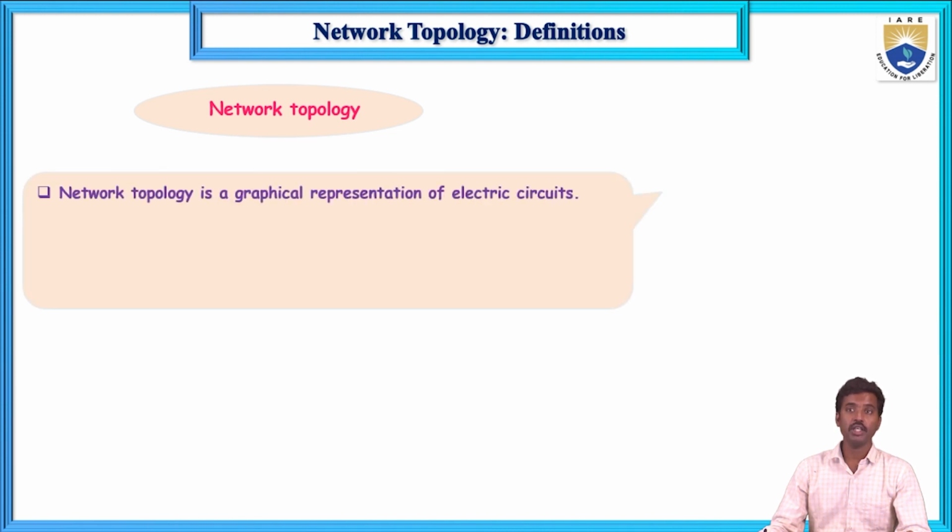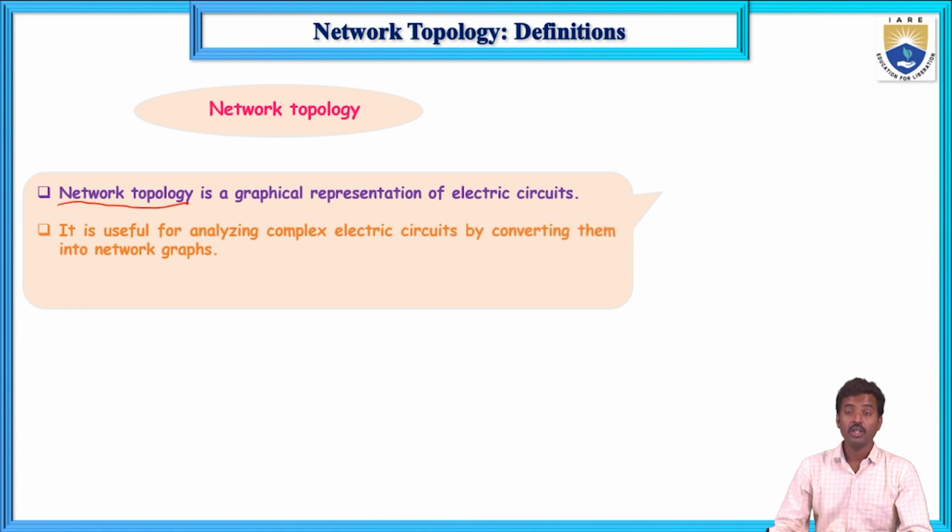Network topology is a graphical representation of electrical circuits. An electrical circuit can be represented with a graph, and that graphical representation is known as a network topology. This is the definition for network topology. Next, why do we need to study network topology?